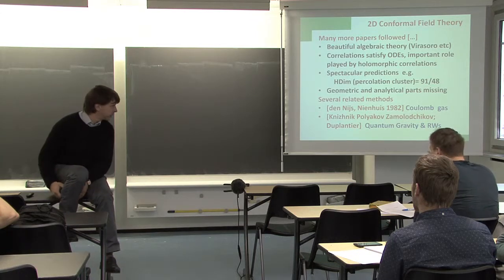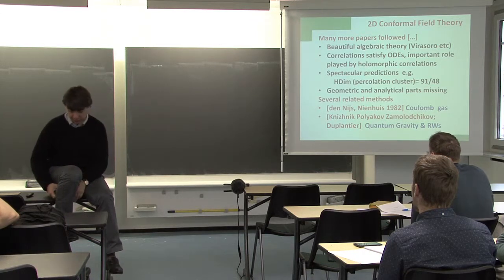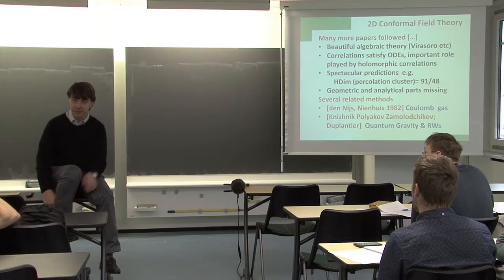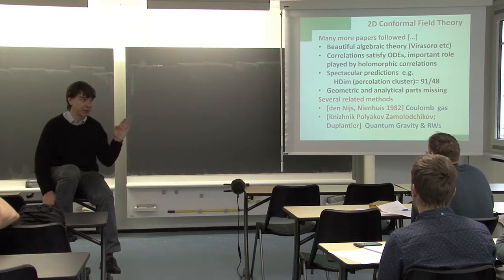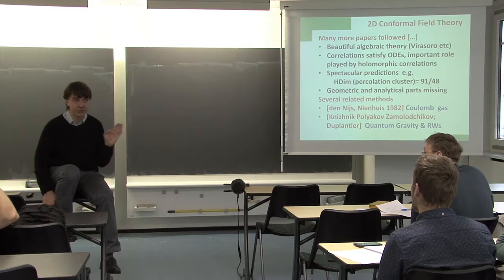But geometric and analytical parts were missing, and this was somehow unsatisfactory. So for a mathematician, reading that 91 over 48 is completely rigorous as a weight in some representation of some Lie algebra. But why it should be in any way related to the dimension of some fractal was basically unclear.